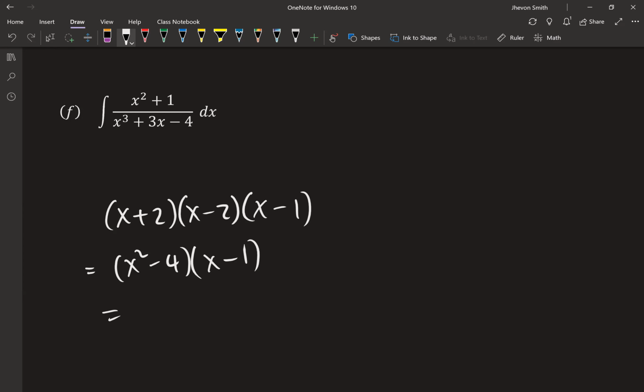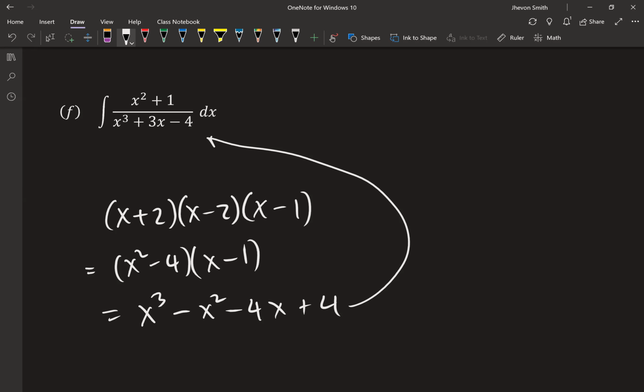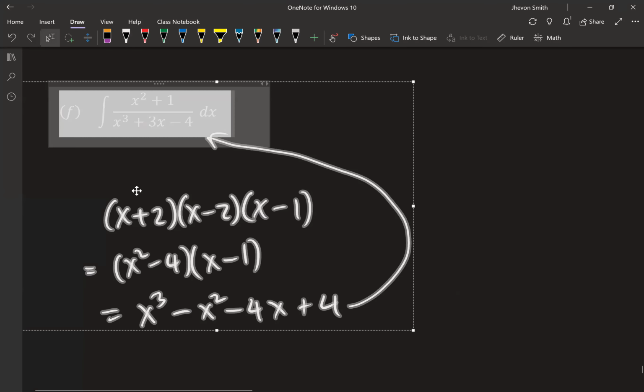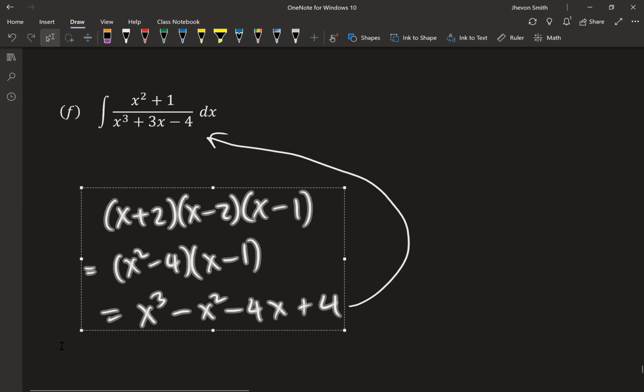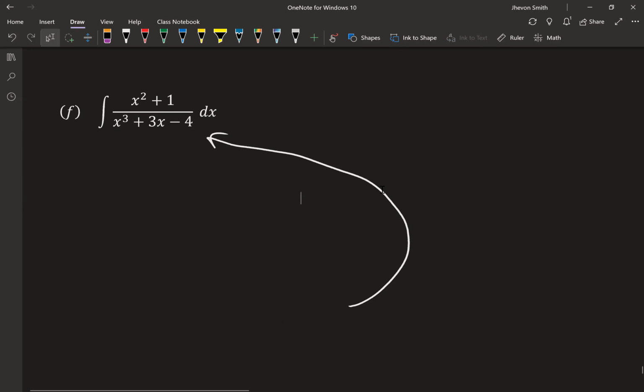And if we multiply it, we would get x cubed minus x squared minus 4x plus 4. We don't get that. So something is off here. That's not the factoring. So that doesn't actually work.